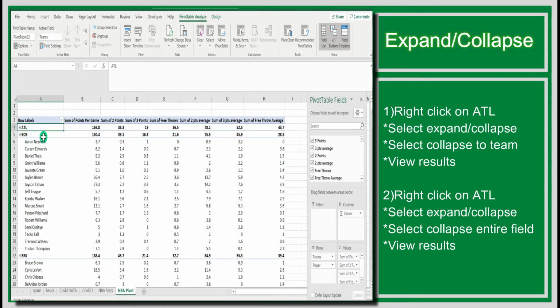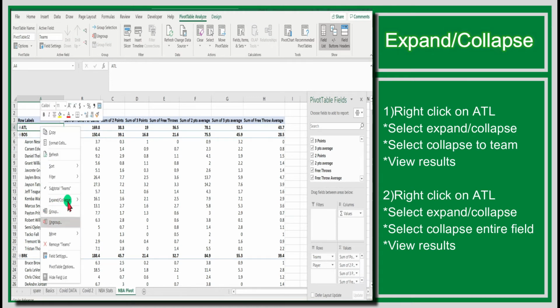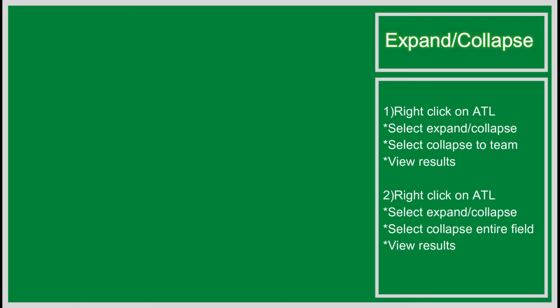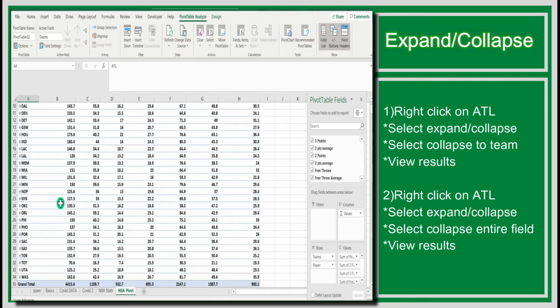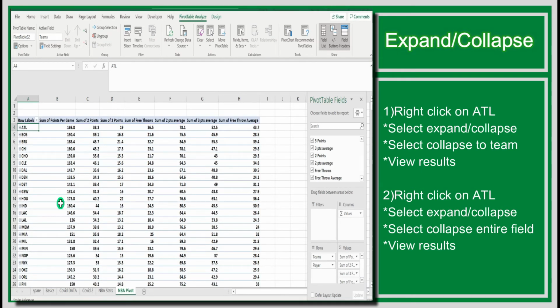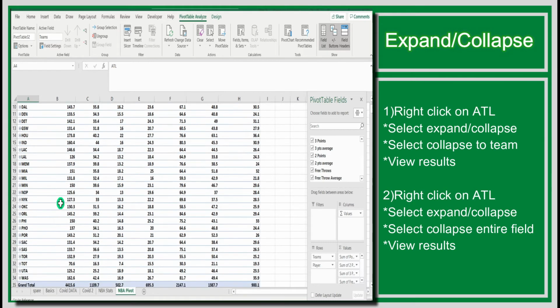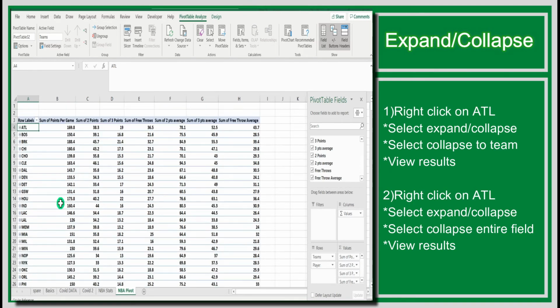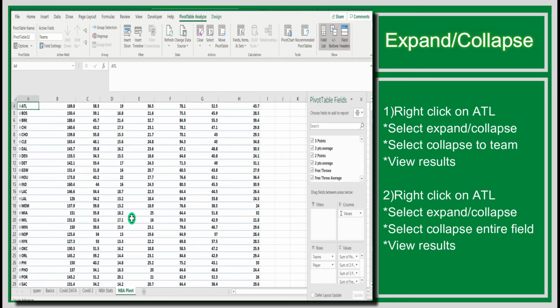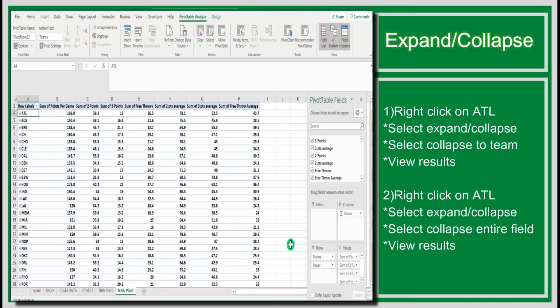Okay, so that collapsed the Atlanta. Now let's go ahead and right click again. And this time we're going to say collapse entire field. So now as you look at your pivot table, everything is collapsed. You do not have any filters on, but you can still look at these individually by simply expanding and collapsing the individual tables. So next I would like to take a look at some of our designing options.